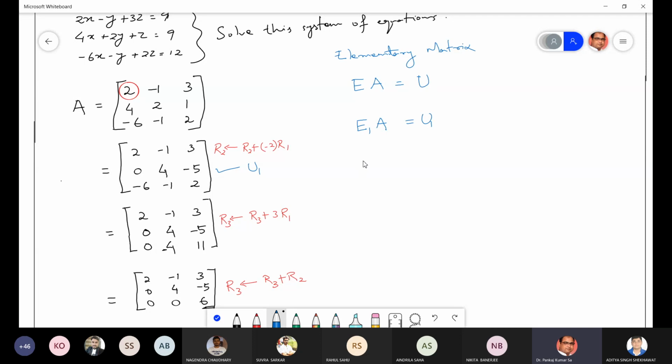How can I get this one? So elementary matrix, the property here is that we have the diagonal elements as 1, and this is being multiplied with the matrix A, 2, minus 1, 3, 4, 2, 1, minus 6, minus 1, 2.